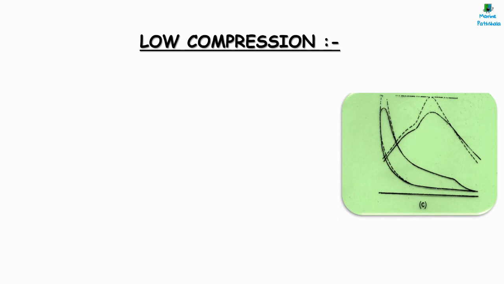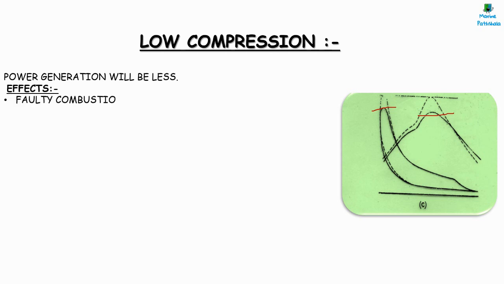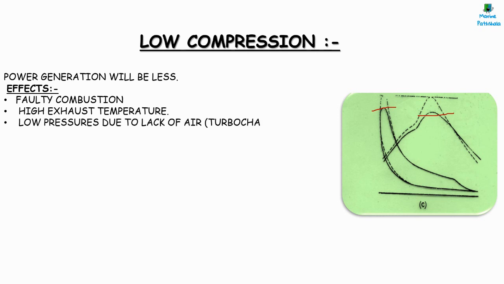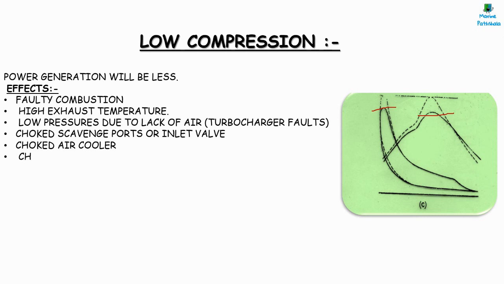The next is low compression. Here in the diagram also we can see that there is a decrease in the peak pressures, so the power generation will be less. Effects of low compression are faulty combustion, high exhaust temperature, and low pressures due to lack of air, maybe turbocharger faults, choked scavenge ports or inlet valve, choked air cooler, choked air filter.